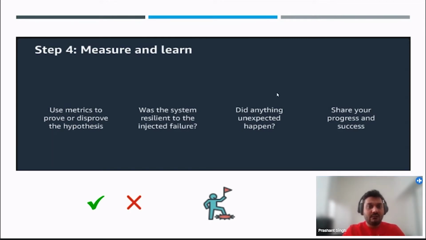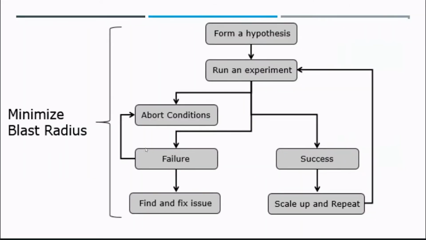So in short, whatever we have seen here is consolidated. You have a steady state defined, then you created a hypothesis, you ran an experiment, and the experiment was a success, very nice, scale up and now repeat. Or if your experiment failed, find and fix the issue, also abort the conditions, and don't forget to minimize the blast radius. That's how structured chaos engineering is. It's only the name that has chaos, but it is very structured.